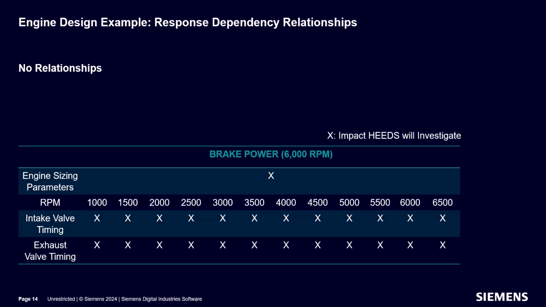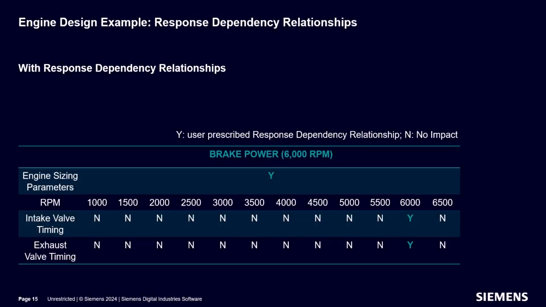In this case, that is unneeded repetition, as we know beforehand that for the intake and exhaust valve timing variables, only the 6,000 revolutions per minute parameters have any impact at all on the brake power at 6,000 revolutions per minute. So it is better for us to define this known response dependency up front, saving HEADS valuable simulation iterations to uncover this trend for itself. Let's see how we do this in HEADS.